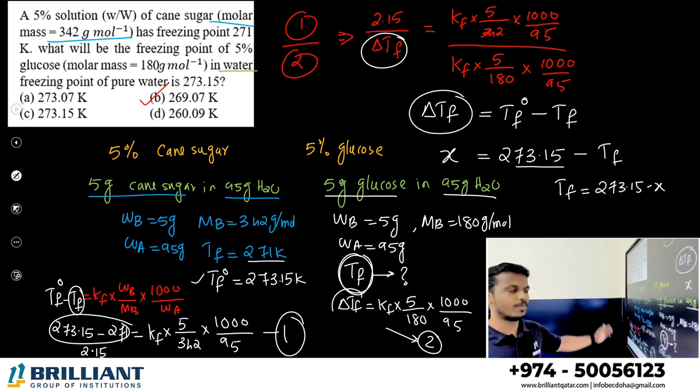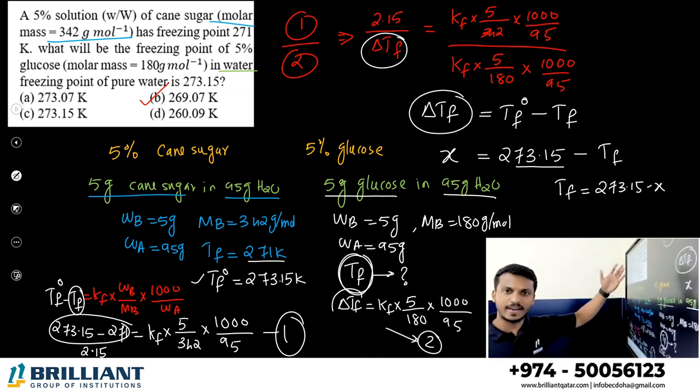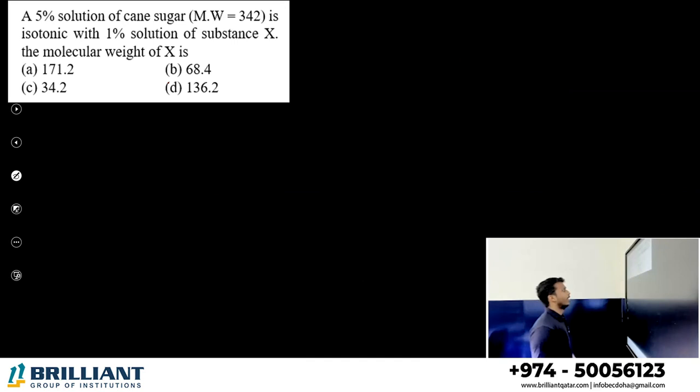You can check it. So the method is clear now. For the first solution and the other solution, take the ratio and calculate it. Easy method, little time, but no issue. Almost all terms are cancelling here: KF, KF, 1000 by 95, 5, 5, all are cancelling. 180 by 342, divided by 2.15. So finally you will get 269.07 Kelvin. Option B is the correct answer. Okay, next one.